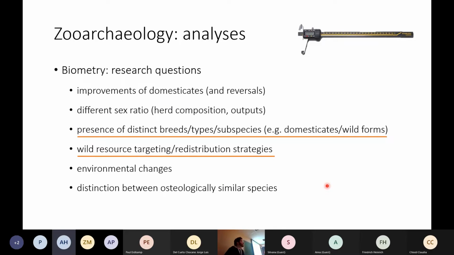It can be used to tackle several different research issues, from the improvements of domesticates like the one we see in the Roman Empire with cattle, but also with other animals; reversal processes of size decrease, again something we see in the early Middle Ages in Europe, in some regions; different herd compositions, related to the sexual dimorphism of several mammal species. We can see the presence of distinct breeds, types, or subspecies, investigate wild resource targeting, and so on. And these research questions are something that will come up later in the case study.